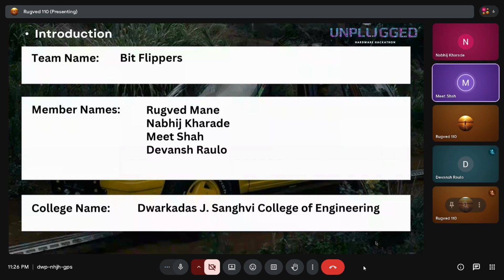Hello, we are Team BitFlippers from Vakada Sangvi College of Engineering. Our project focuses on improving wildlife monitoring systems by reducing redundant image data generated by camera traps.